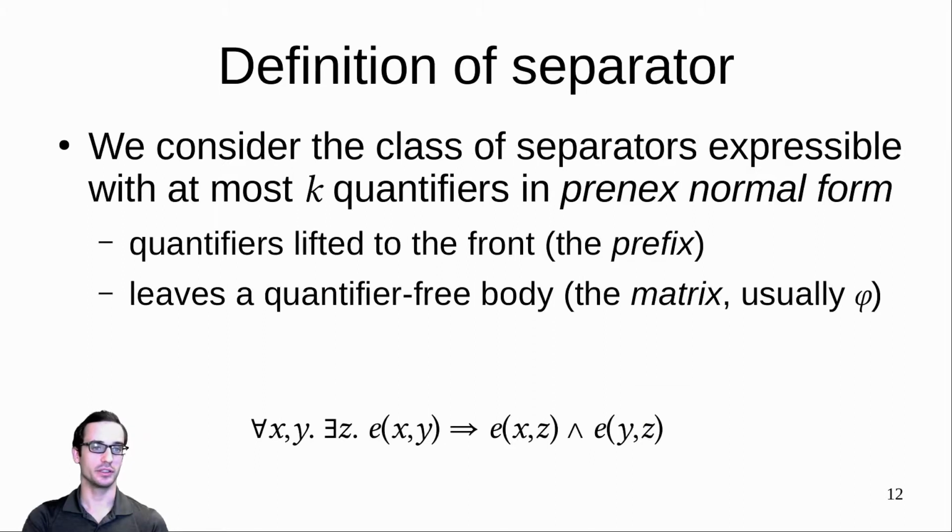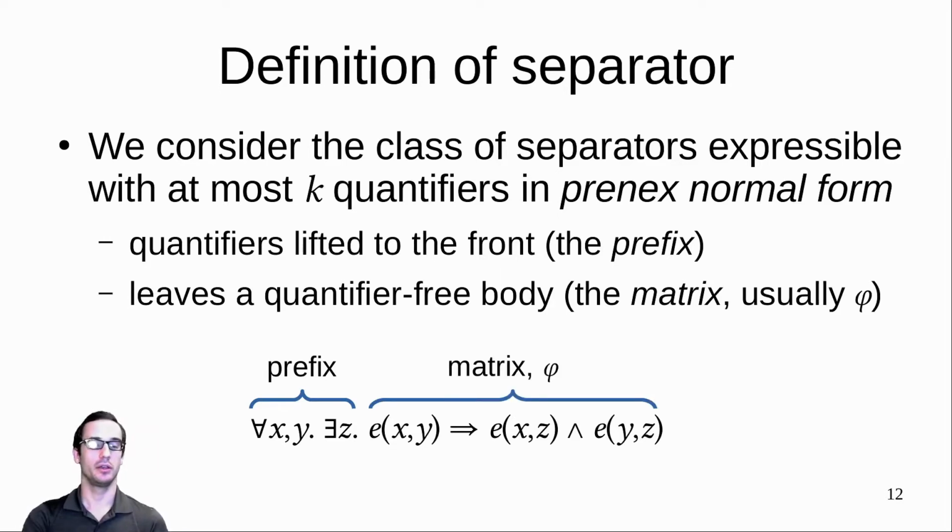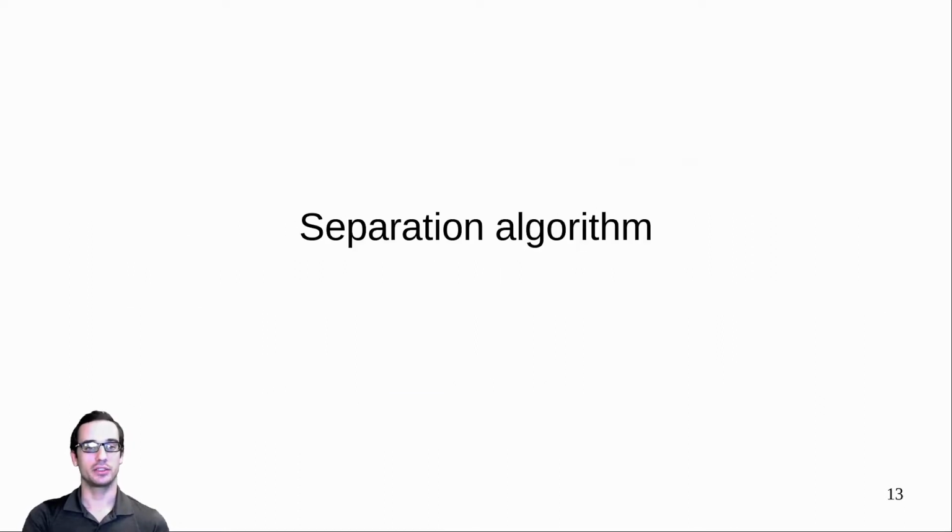We can fix this by considering only those separators that can be expressed with at most k quantifiers in prenex normal form. This is the form where all of the quantifiers are lifted to the front of the formula and form something called a prefix. And this leaves behind a quantifier-free body, which we call the matrix, and usually label phi. So now that we've defined separation, we can present a separation algorithm.